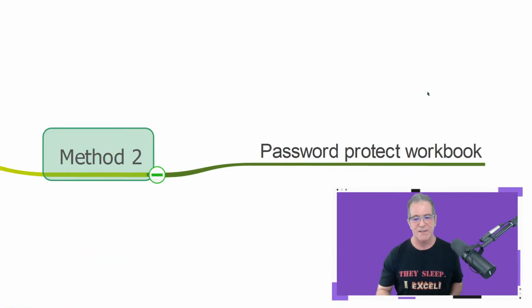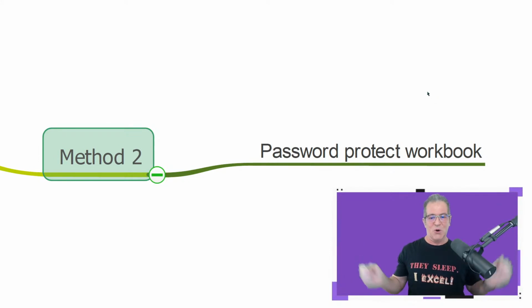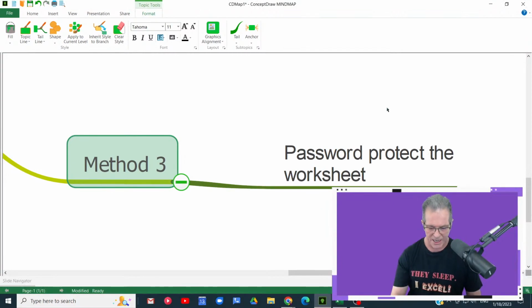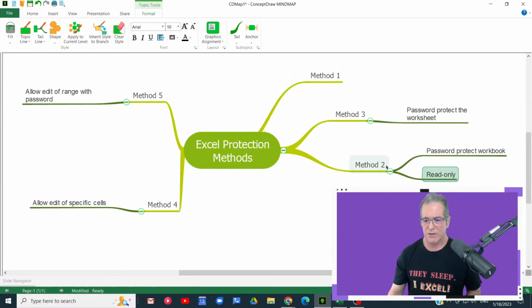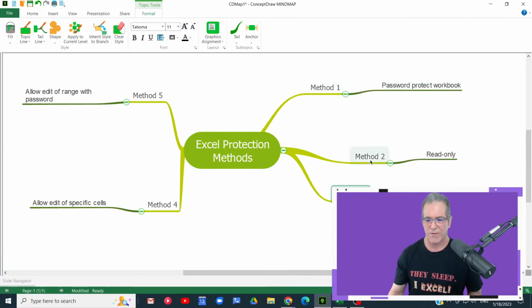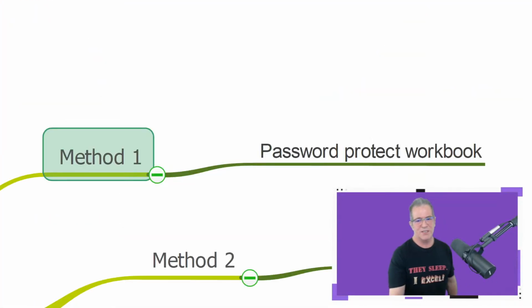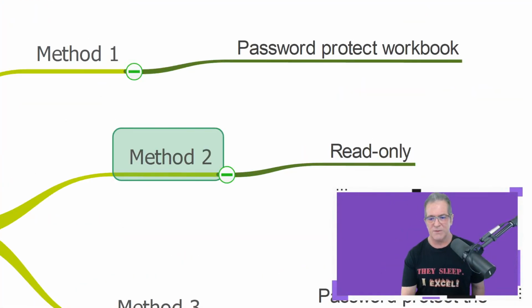Then we've got method 2, which is we're going to password protect the whole workbook. I should have made that method 1, but we can have it be method 2. Protect the whole workbook. You can't open the workbook at all unless you have the password. You know what? Let's go ahead and change that around. Let's escape. I'm going to go right here to read only. Password protect workbook. Oh, there we go. Now we'll go back to our presentation. Excel protection methods. Method 1, method 2.